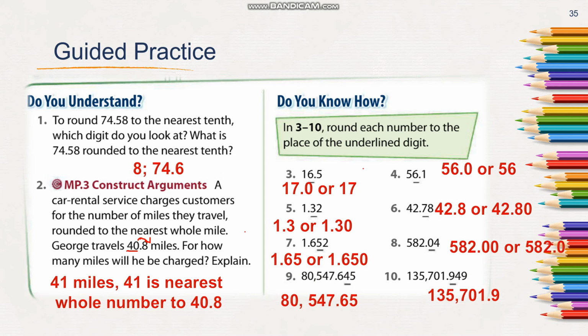If it is 5 or more, add 1 more. Then all the digits to its right become 0. All the digits to its left, you need to copy. But if it is 4 or less, just ignore. It means you simply copy the underlined digit that you are rounding. Then all the digits to its right become 0, and all the digits to its left, you need to copy.